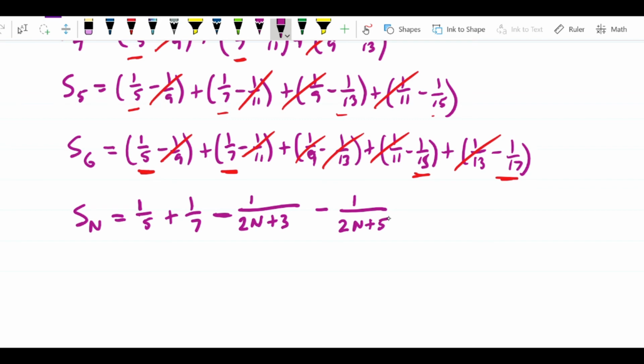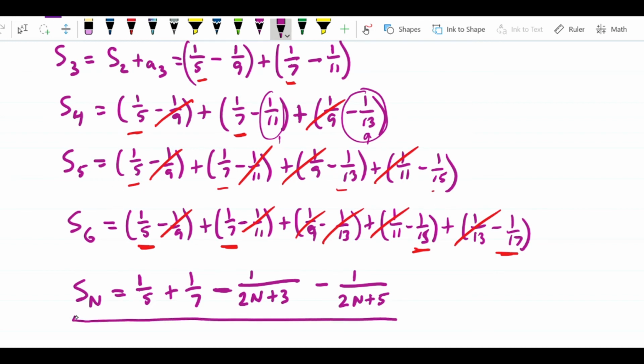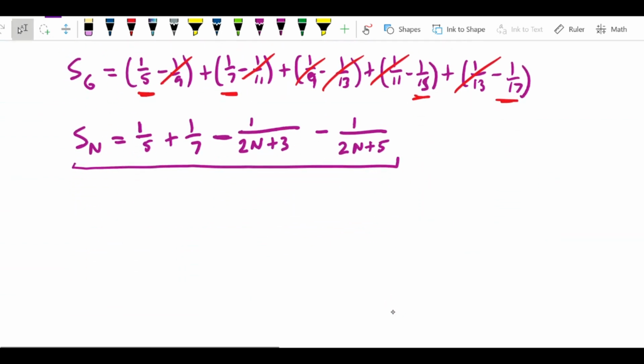How do I know that works? How do I know those are the correct expressions? Let's try it out with some of the other ones. In S4, the terms that were subtracted were 1/11 and 1/13. Let's take 4, we double it, 2 times 4 is 8, plus 3 gives me 11. 2 times 4 is 8, plus 5 is 13. So this formula does in fact work for S4, and you can verify that it also works for S5. So this is actually the correct expression for Sn. Now all we have to do is calculate.